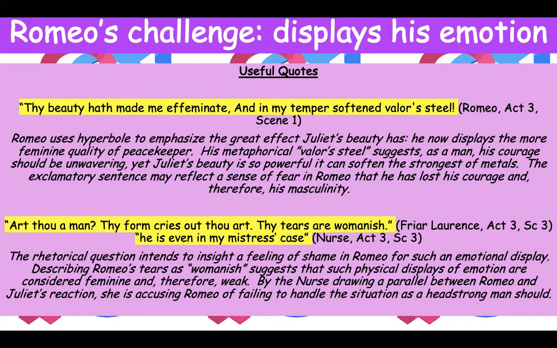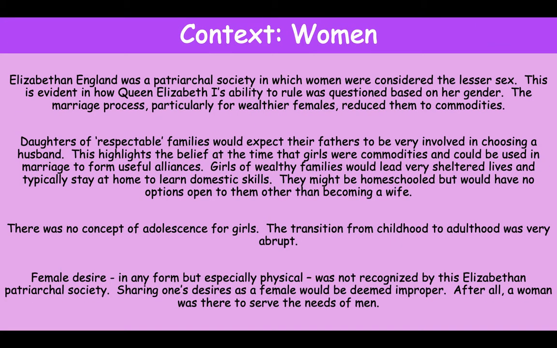So the rhetorical question from Friar Lawrence intends to incite a feeling of shame in Romeo for such an emotional display. Describing Romeo's tears as womanish suggests that such physical displays of emotion are considered feminine and therefore weak. The nurse draws a parallel between Romeo and Juliet's reaction, and actually what she's doing there, she's accusing Romeo of failing to handle the situation as a headstrong man should. So a man shouldn't respond to this circumstance the same way his wife does. He should be stronger. He shouldn't show any emotion, but Romeo does.